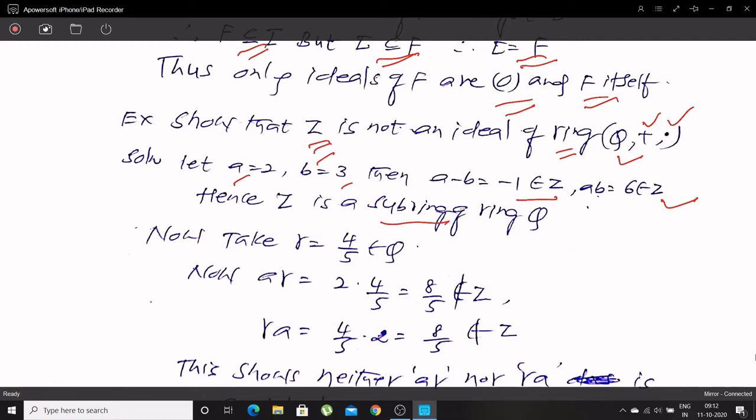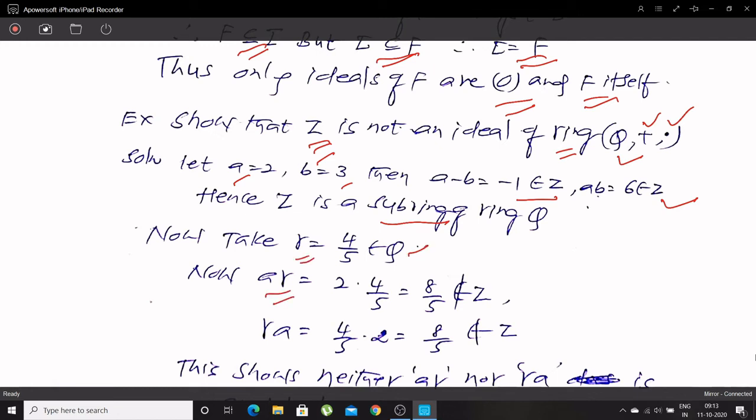The set of integers is very friendly because it is a ring, it is a subring, and it is a what? It is an ideal and so on. To verify the second condition of ideal, I need an element from Q. Let me take a rational number 4 by 5. You take any rational number as you wish. Let me take a rational number 4 by 5 and I'll denote it by R.